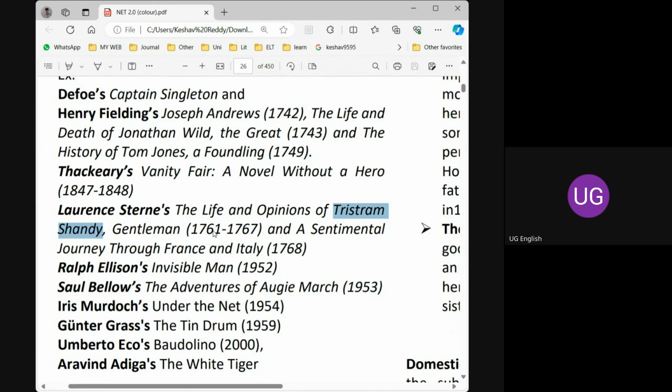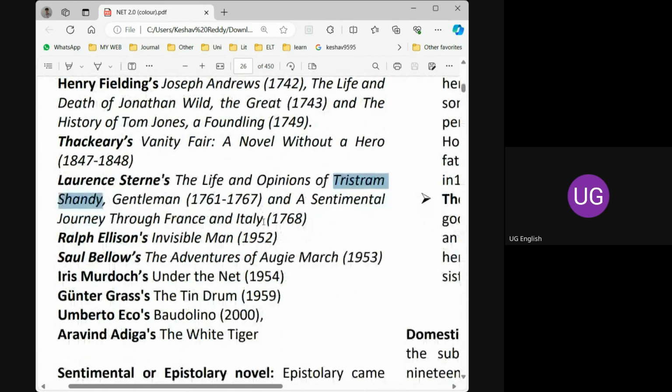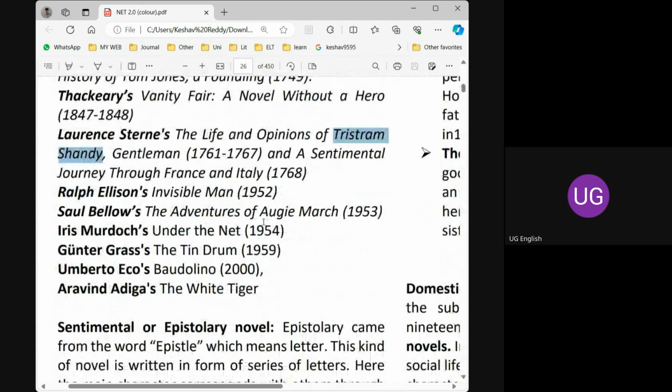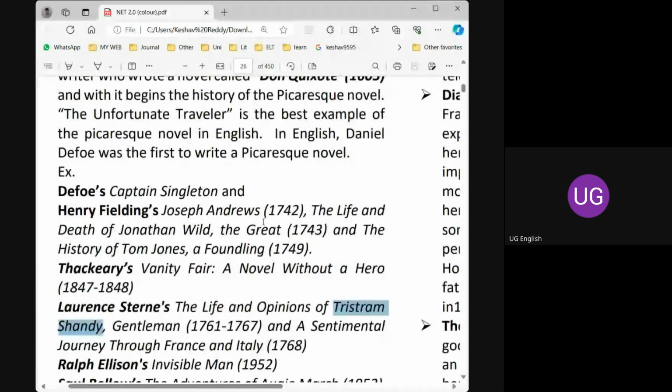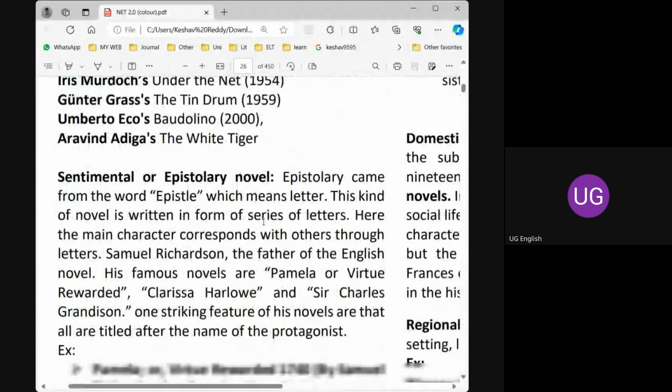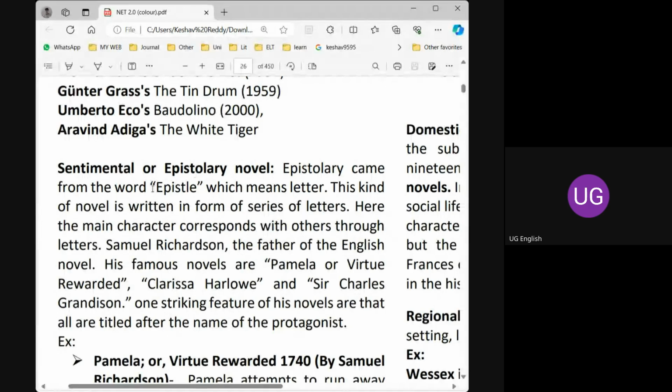One of the complex novels in English literature, that is Tristram Shandy, Invisible Man, Adventures of Augie March, Tin Drum, White Tiger by Aravind Adiga. All these are categorized as picaresque novels. And sentimental or epistolary. Epistolary means the word epistle. These are all basic terms.